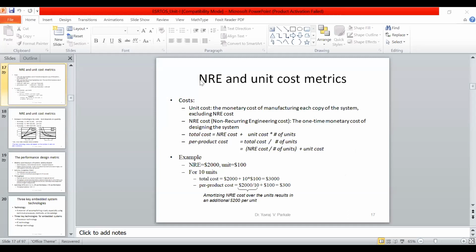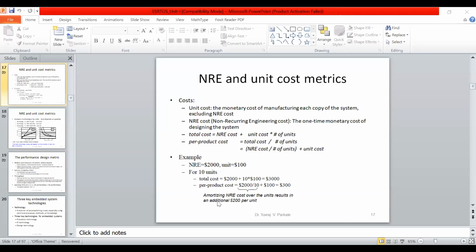Second very important design metric that we have seen is the non-recurring cost and the unit cost metric. And also we have seen in this NRE and unit cost how to recover the NRE cost. That is, if you spread your design cost over the number of units that we have manufactured, then it is possible to recover the design cost of your product. So that is what is shown in the slide.